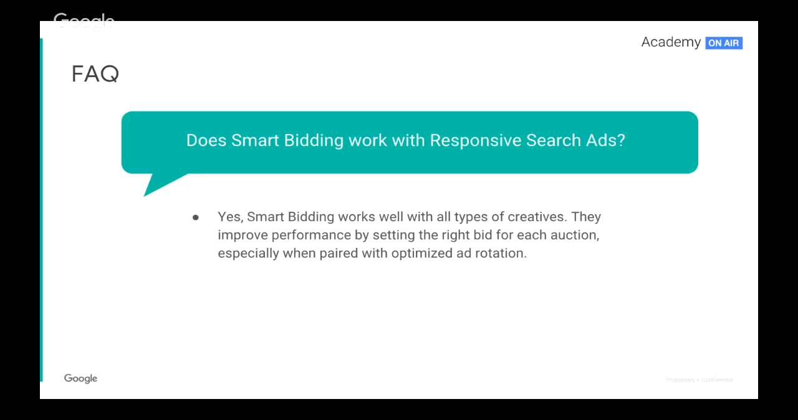So does smart bidding work with responsive search ads? Yes. Smart bidding works with all types of creatives. It improves the performance by setting the right bid for the auction, especially when paired with optimized ad rotation.